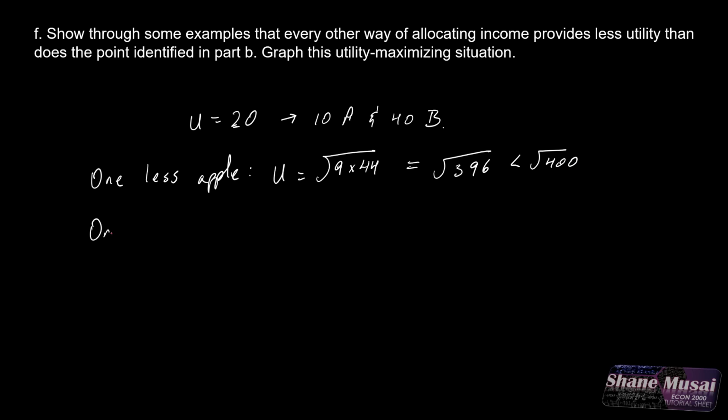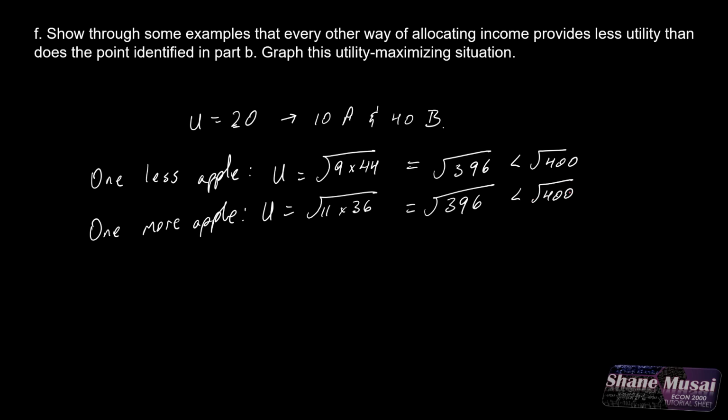And let's try one more apple. So this will be the utility of 11 apples, and we have to multiply this by 36, because if you purchase one more apple, which is 40 cents, you now have to purchase 4 fewer bananas. And again, you would get the square root of 396, which is less than the square root of 400. And the square root of 400 is equal to 20, right? So overall, this would be less than 20.